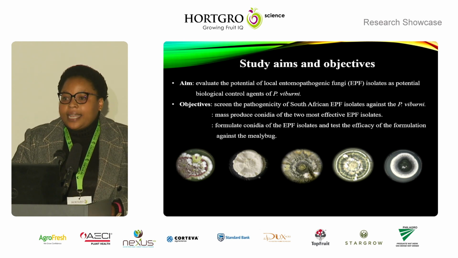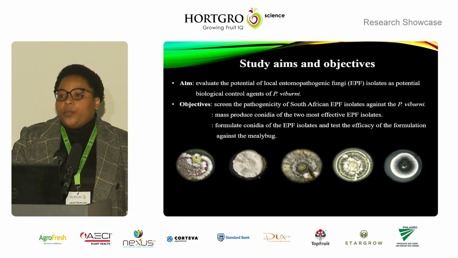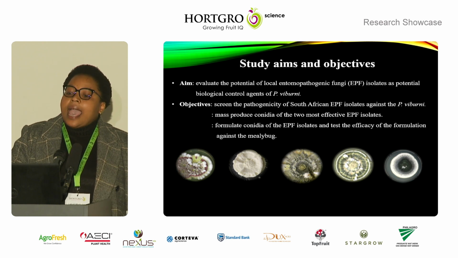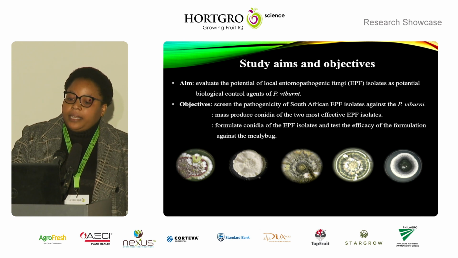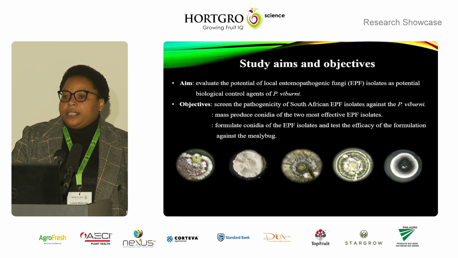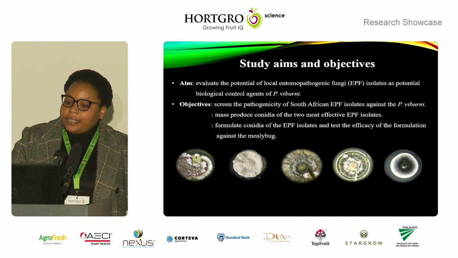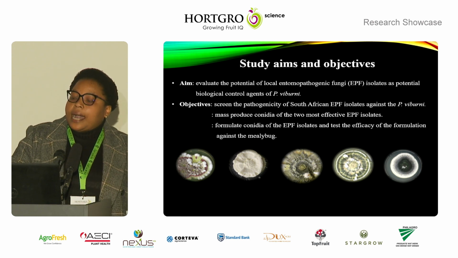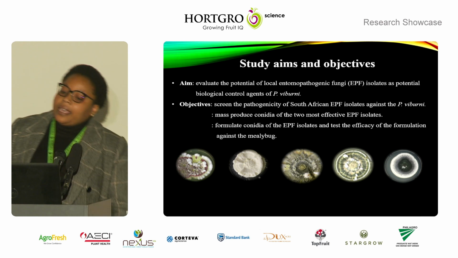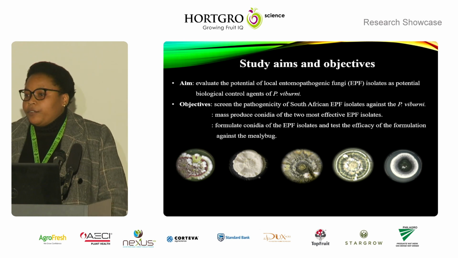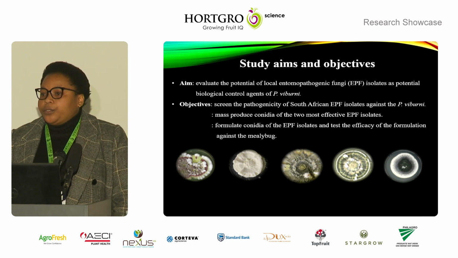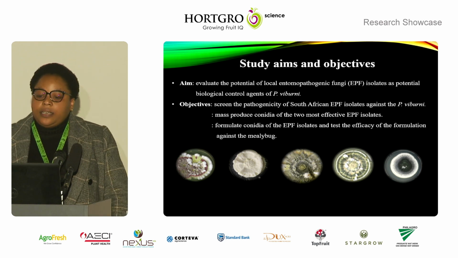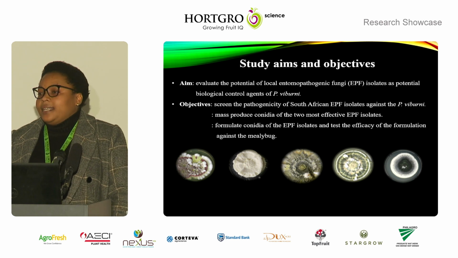So the main aim of our study was to evaluate the potential of local entomopathogenic fungal isolates as possible biological control agents of this mealybug. We did this by screening the pathogenicity of the South African EPF isolates against this mealybug in laboratory studies. Then we selected the most effective EPF isolates, and we mass-produced their conidia. And then we developed a formulation process where we formulated the mass-produced conidia to maintain their longevity and pathogenicity against this mealybug.